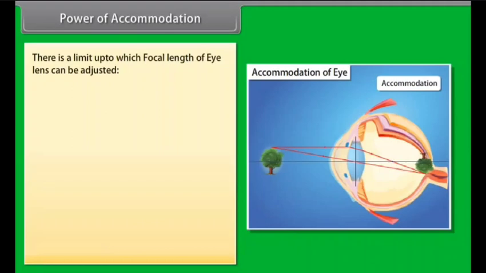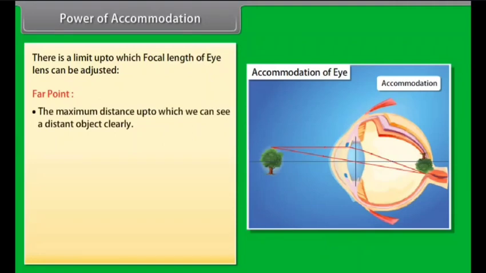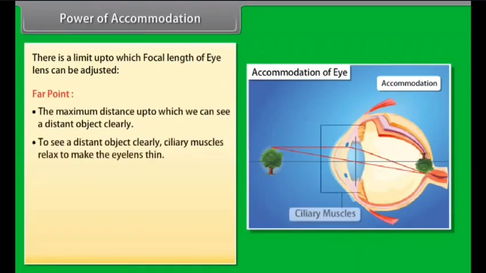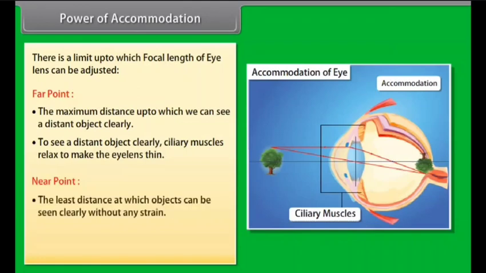There is a limit up to which the focal length of the eye lens can be adjusted. Far point. The maximum distance up to which we can see a distant object clearly. To see a distant object clearly, ciliary muscles relax to make the eye lens thin. Near point. The least distance at which objects can be seen clearly without any strain. To see a nearby object clearly, ciliary muscles contract to make the eye lens thick.